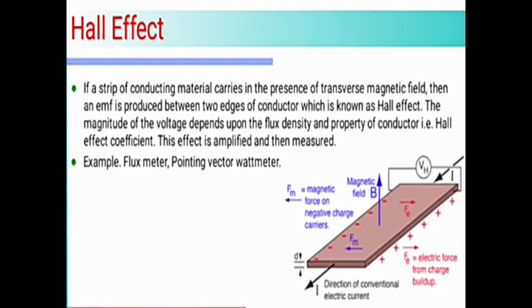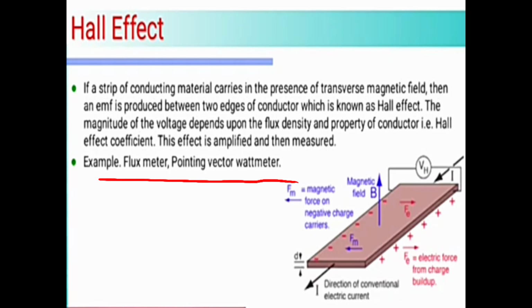Then the Hall effect in detail. First point: if a strip of conducting material carries current in the presence of a transverse magnetic field, then an EMF is produced between two edges of the conductor, which is known as the Hall effect. The magnitude of the voltage depends upon the flux density and a property of the conductor, that is the Hall effect coefficient. This effect is amplified and then measured. Examples: flux meter, Poynting vector, wattmeter. These we saw in the previous slide.